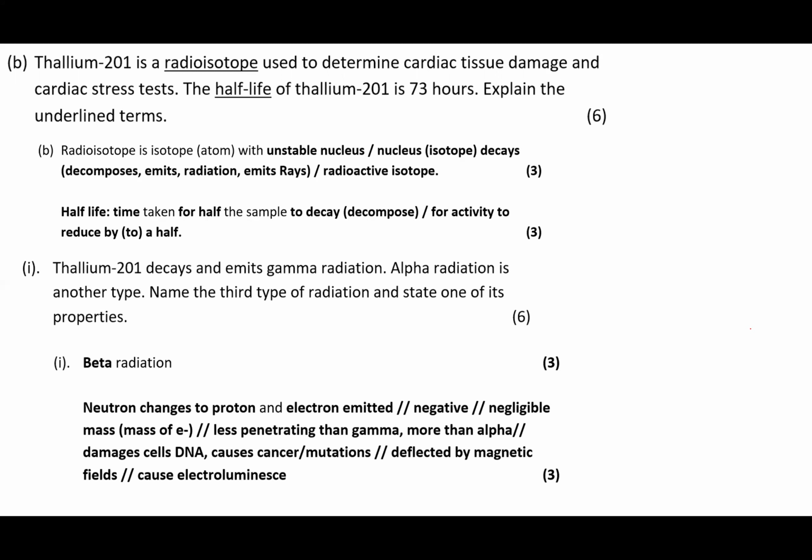Properties: the neutron changes to a proton, and an electron is emitted. It's negatively charged, it's negligible mass, it's less penetrating than gamma, it's more than alpha. It damages cells and causes cancer mutations. It's deflected by magnetic fields or causes electroluminescence. So any one of those 3 will give you the marks there. Okay.